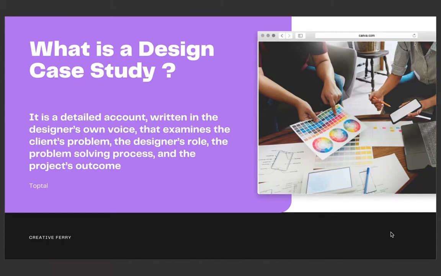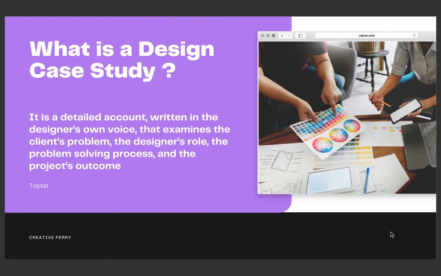So we're going to take note of a few keywords from this definition. One, it is a detailed account. So take note of that, detailed. Two, it is written in the designer's own voice. So it has to be like you are telling a story, like you as a designer are sharing what you did on that project.